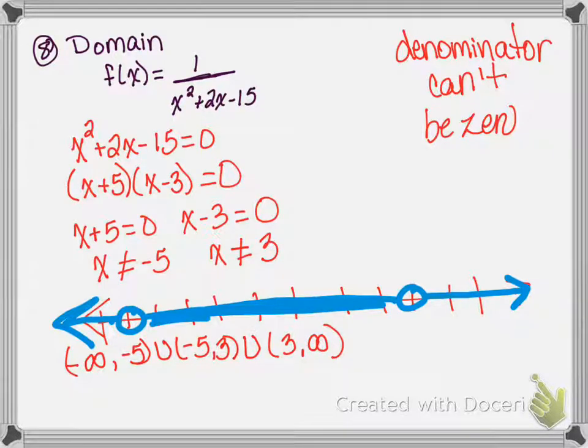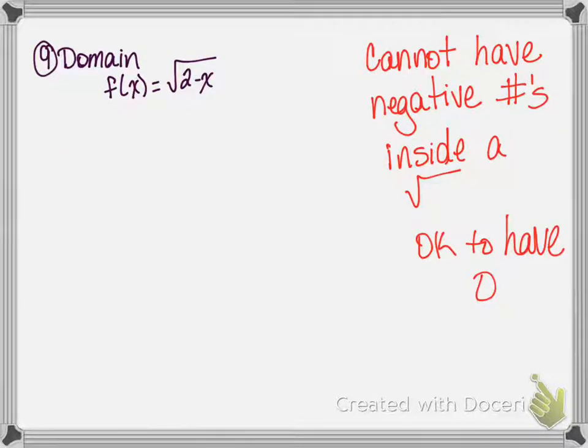We good? Okay. So, this domain, I've got 2 minus x inside a square root, and I cannot have a negative number inside a square root, but it's okay to have 0. So for this one, what I do is I take 2 minus x, and I do greater than or equal to 0. 2 minus x is greater than or equal to 0.